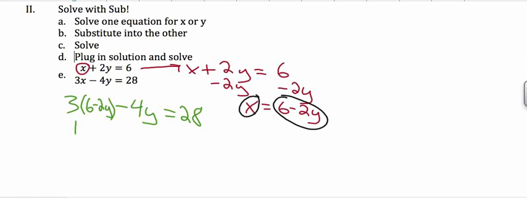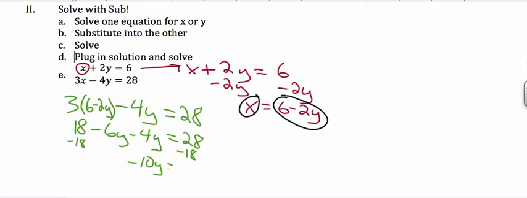Okay, so we need to do some distributive property, but really after this we're just kind of simplifying a lot here. I'm going to do two things at once because I'm running out of room. I'm going to subtract 18 from both sides and combine my like terms. I get negative 10y equals 10. Divide by negative 10, y equals negative 1. So now I know that y is negative 1.